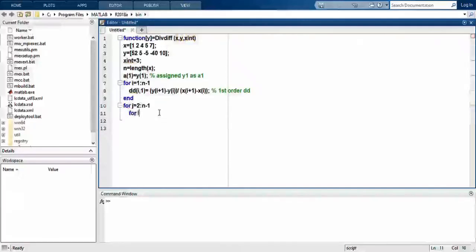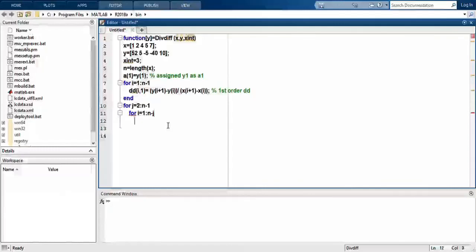So j equals 2 to n minus 1, and you use a nested loop in this, that is i equal to 1 to n minus j. Here n is the length. If 5 is the length, like these 5 points, then 5 minus j. So that makes the divided differences in compact form. As we get higher order divided differences, you get a lesser number of points. So this step shows this criteria.